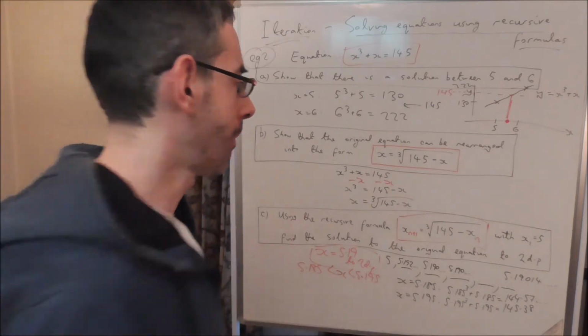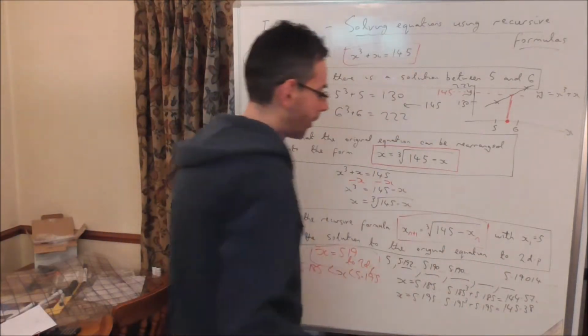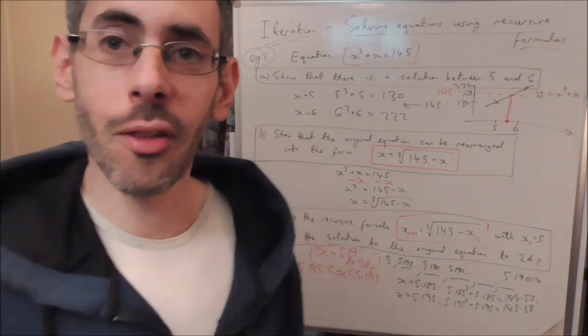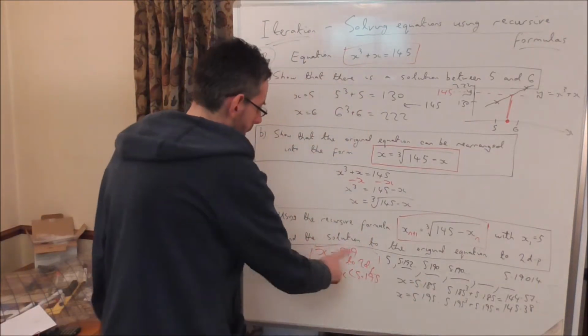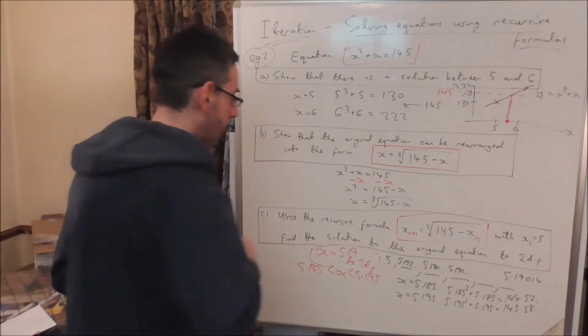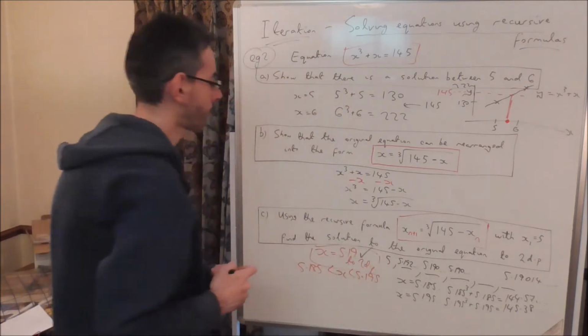So one of the answers was lower than 145, one of the answers was bigger than 145. So that means that the solution to the equation must be in between these two x values. So it is 5.19 to 2 decimal places. That is correct. We've checked it.